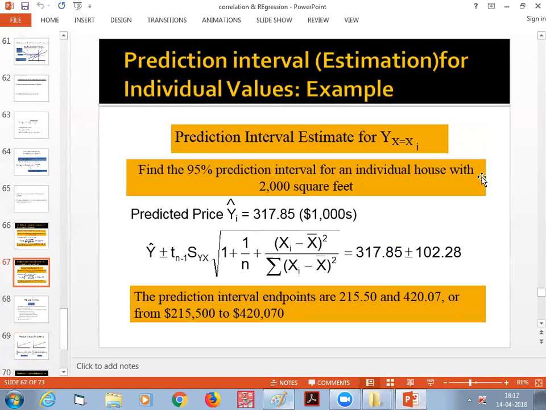Average house, because let us say that in a layout in a society, there are many houses, and almost all of them are 2000 square feet houses. Then what is the average price? That is the earlier one. What is the individual house price? Then this is the formula. The small variation is that you can see the width for the individual is higher than for the average. The average was 280 to 354 something. But now the range is 215 to 420 something. So obviously that individual prediction range is higher.